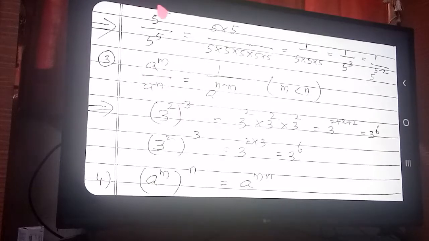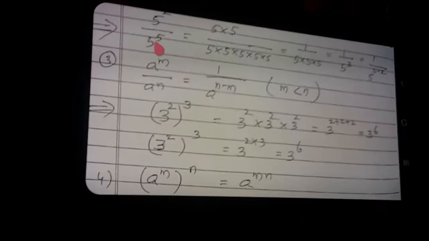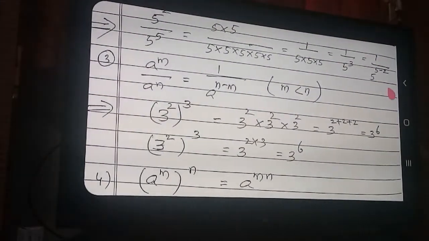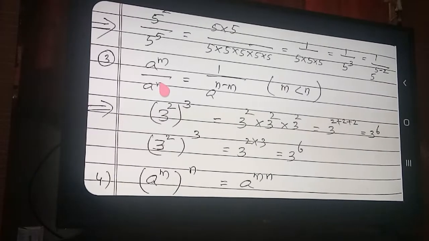And the third formula, see. The same way, 5 square upon 5 raised to 5, you yourself found 1 by 5 raised to 5 minus 2. So here we are writing it in the form of a formula. A raised to m divided by a raised to n is equal to 1 by a raised to n minus m. Here the numerator terms are cancelled, so only 1 will come in the numerator. Here also 1, because the denominator index is greater. So 1 upon a raised to n minus m. The meaning is that m is less than n, or n is greater than m.